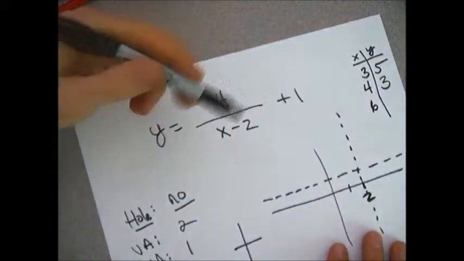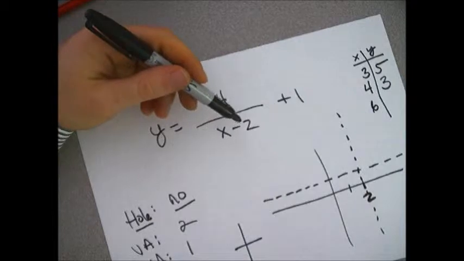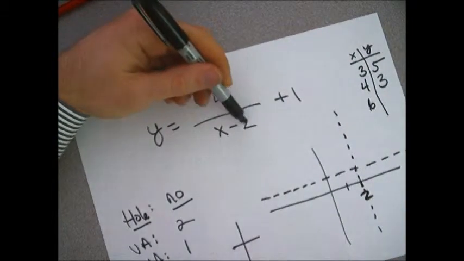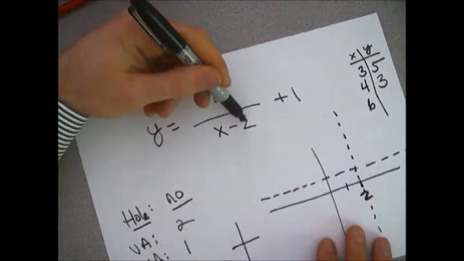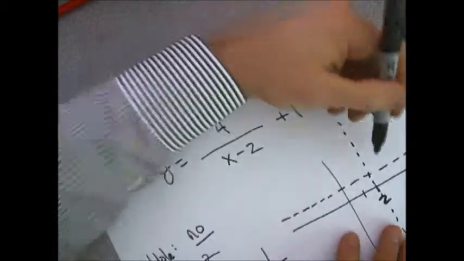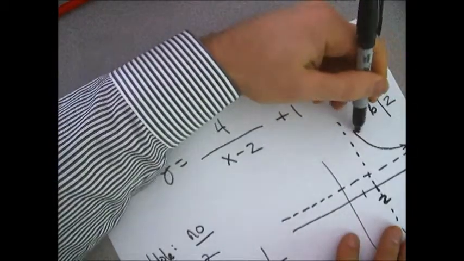If I pick a 6, I know that's going to be a 4 on the bottom, right? And 4 over 4 works, right? So 6 minus 2 is 4. 4 over 4 is 1, and 1 plus 1 is 2. So now I have these points, and if you start to sketch them, you're going to see you have a curve that looks something similar to that.